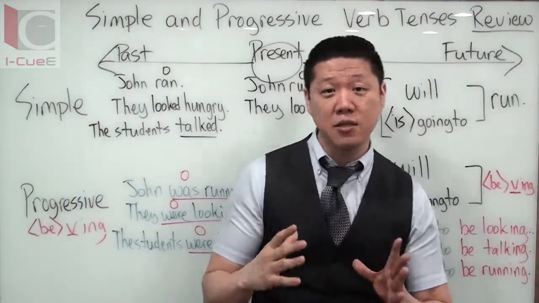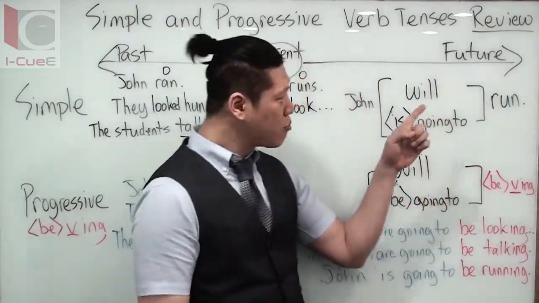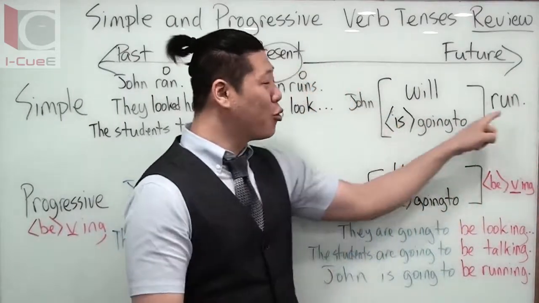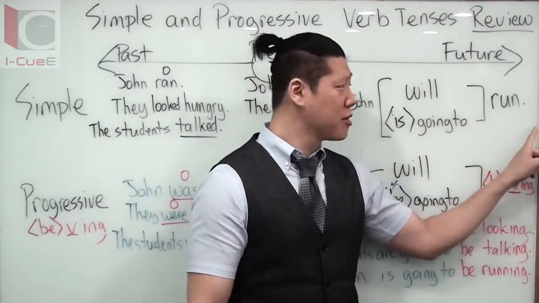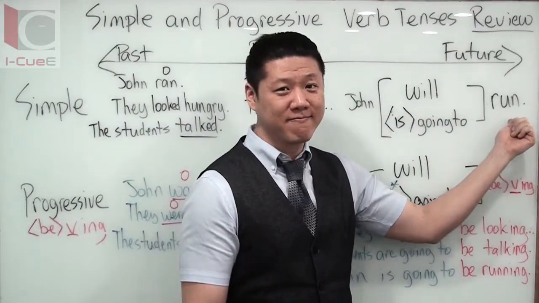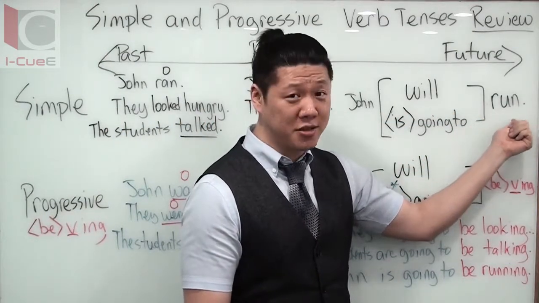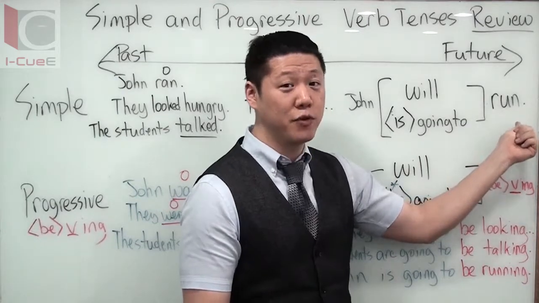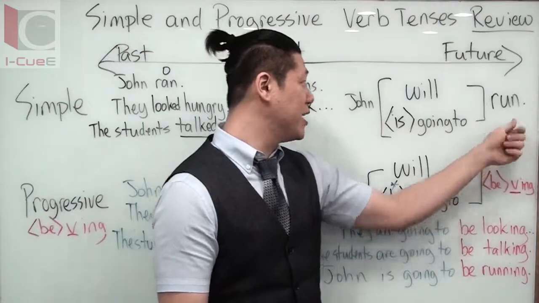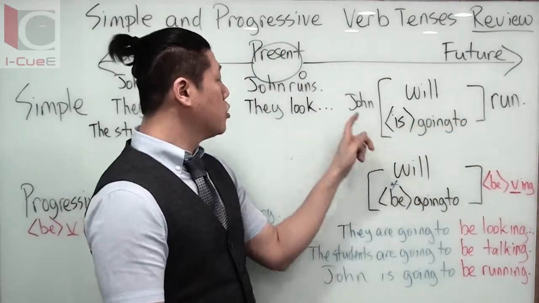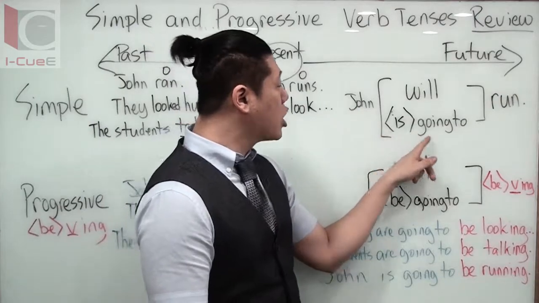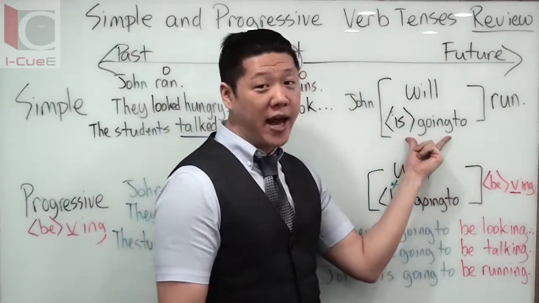That's the simple present. What about the future? John will run. So John will run. There's no S here, but there's an S here. So why is there no S here? There's never an S here in the simple future tense, okay? Never, ever is there an S in the simple future tense for this verb. So John will run. John is going to run. This is your second pattern that you can make.